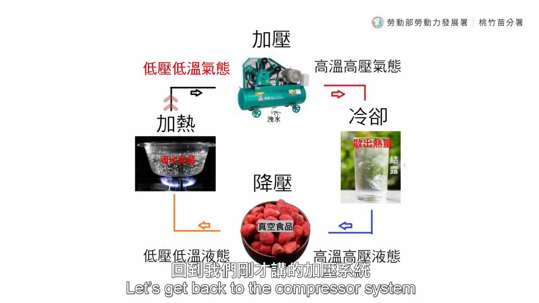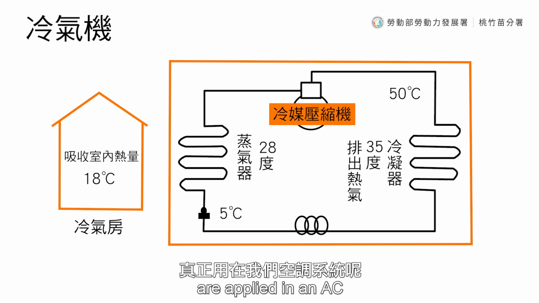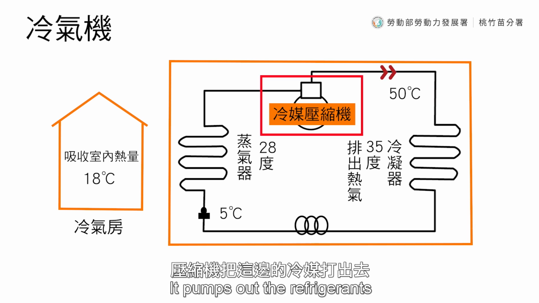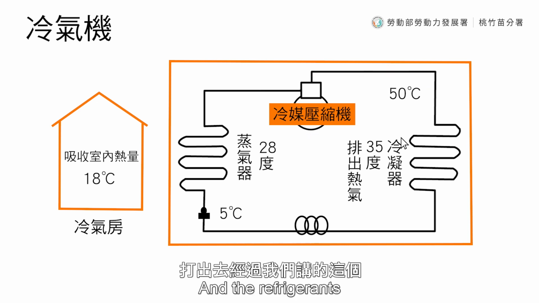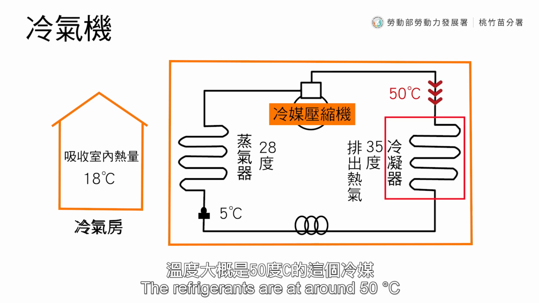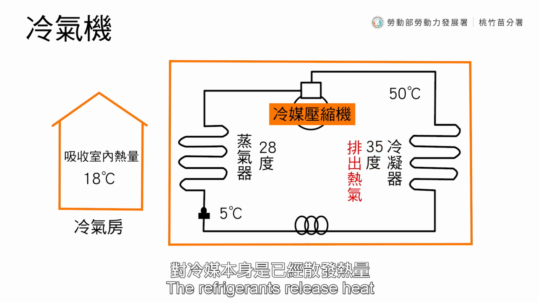Let's get back to the compressor system. The two principles that we've just talked about are applied in an AC. This is a compressor. It pumps out the refrigerants, and the refrigerants turn into liquids in the condenser. And here the refrigerants are around 50 degrees, and the air is 35 degrees. The refrigerants release heat.